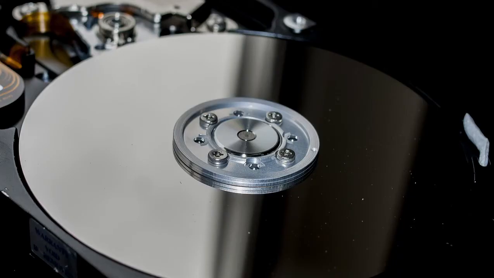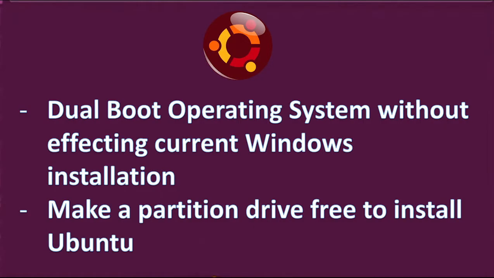Take a backup of your system before installation so that in case of any untoward incident, you do not lose your data. In this tutorial, we will learn to install a dual boot operating system without affecting the current Windows installation. To use the computer in dual mode, please make a partition drive free in which you would like to install Ubuntu.